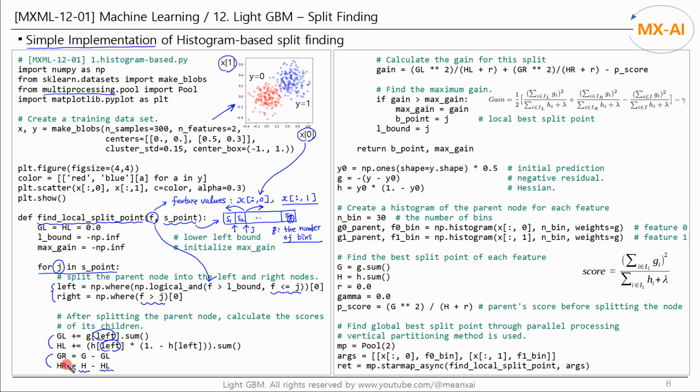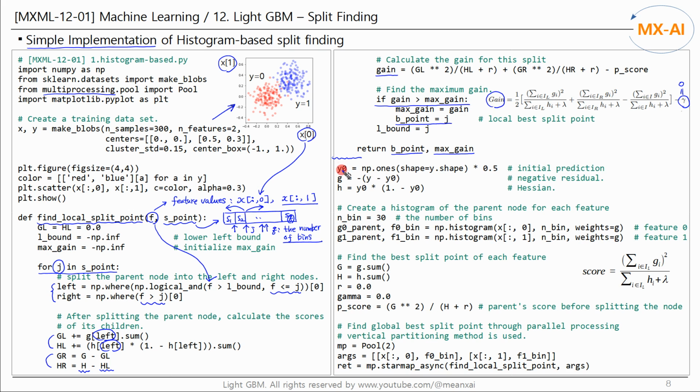And we calculate the gain using this formula we looked at in XGBoost. The gamma is set to 0 here. Among all the candidates, find the one that has the greatest gain. This is the local best split point for the given feature, F. And it returns the local best split point and the max gain. Now let's use this function to find the global best split point for this dataset.